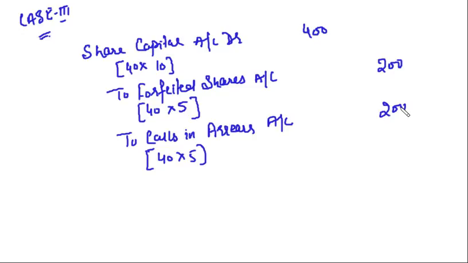Right? So this was forfeiture of shares which were originally issued at par. And I told you there are two cases, the forfeiture of shares originally issued at par and forfeiture of shares which are originally issued at premium.